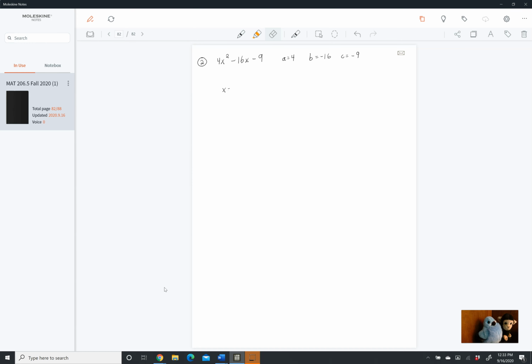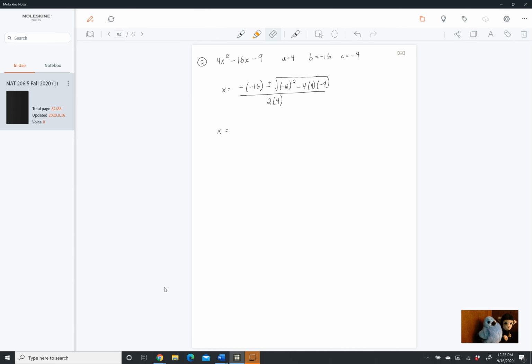So x equals negative b, so negative of -16, plus or minus the square root of b squared, so the square root of -16 squared, minus 4 times 4, because that's our a, times c, which is -9. And then this whole thing is over 2 times a.